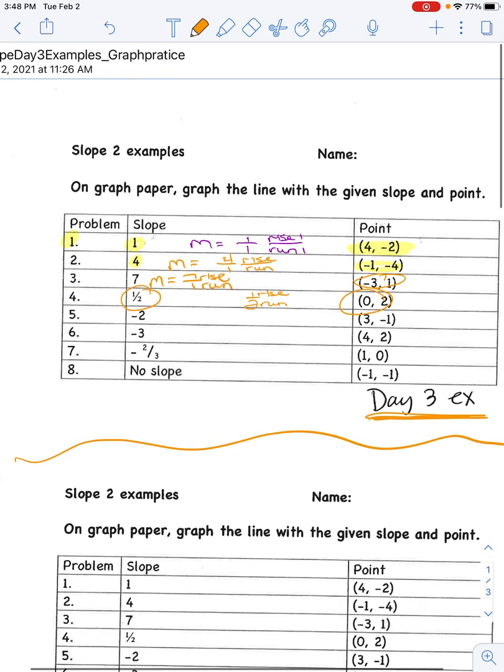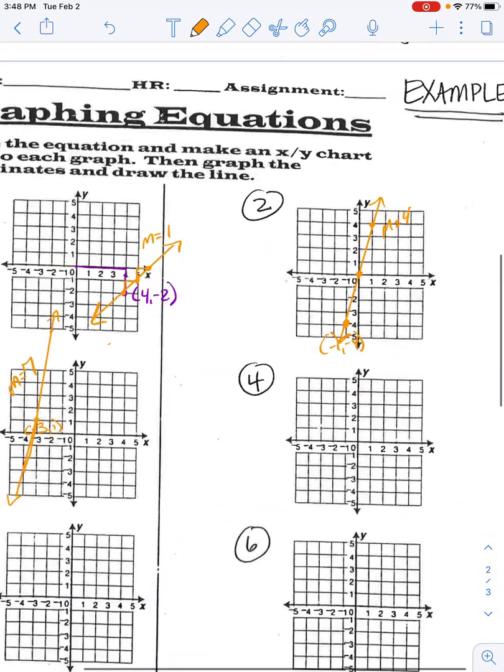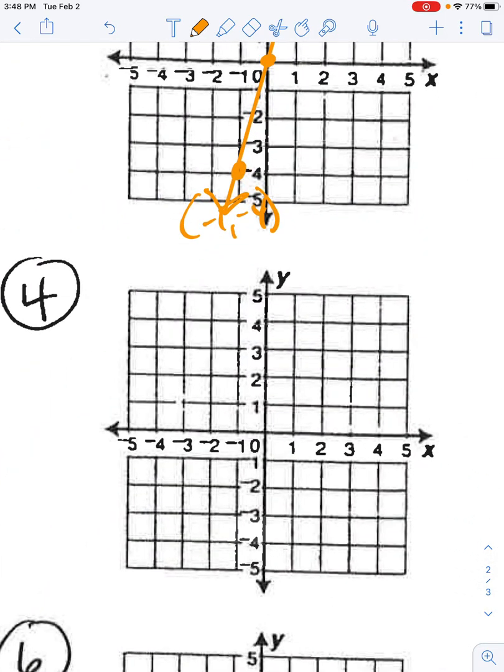Let's plot 0, 2. 0 means nothing left or right, up 2. There's 0, 2. And it has a slope of 1/2. Rise 1, run 2. So up 1 over 2, up 1 over 2. And again, the steepness is less steep. A slope of 1/2.